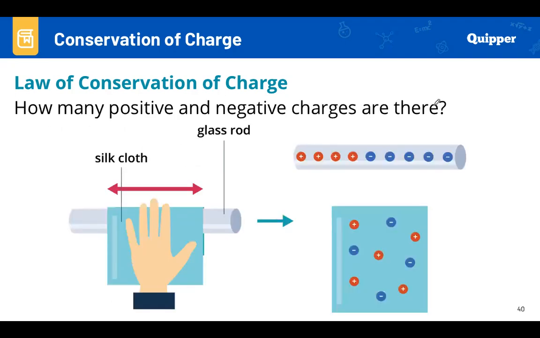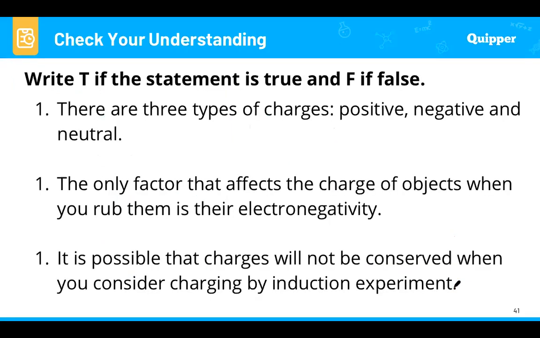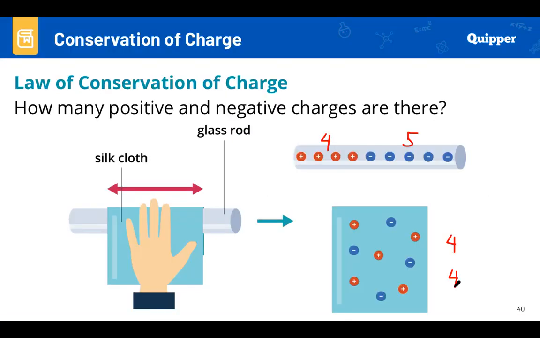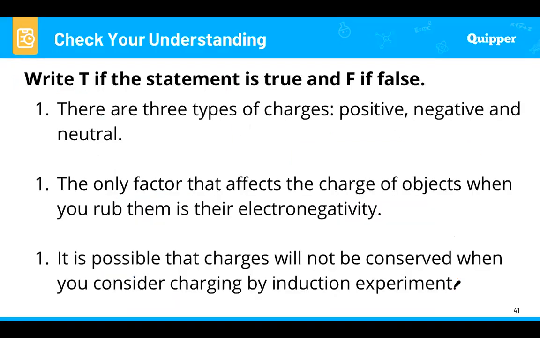Now, how many positive and negative charges are there? Okay, so net charge tayo. So how many positive and negative charges are there? Doon muna sa glass rod, meron tayong 4 positive and 5 negative. For here, meron tayong 4 positive and then 4 negative. So how many positive and negative charges are there in total? We have 8 positive charges and 9 negative charges. Okay, so yun lang yung law of conservation. So kapag pinag-add-add mo yung lahat-lahat na yan, it's still constant. Hindi siya mababago. Okay? Hindi siya pwedeng sumobra, hindi siya pwedeng magbigay.